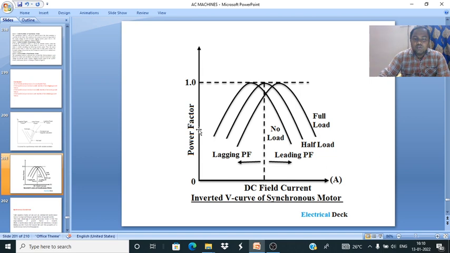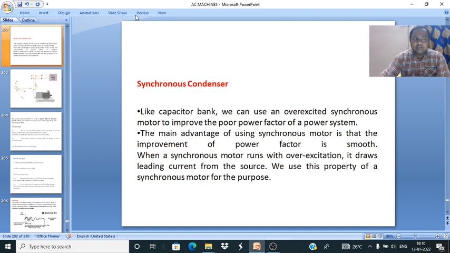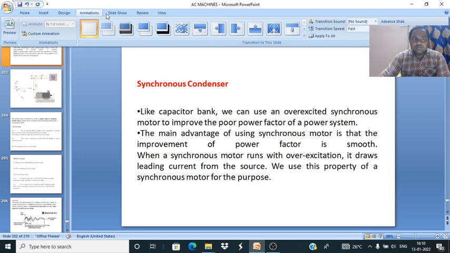So in unit 5, the last topic is synchronous condenser. So what is meant by synchronous condenser? Already I told that in V and inverted V curves, the over-excited synchronous machine acts as a synchronous condenser. It delivers the reactive power which is useful for the power system.